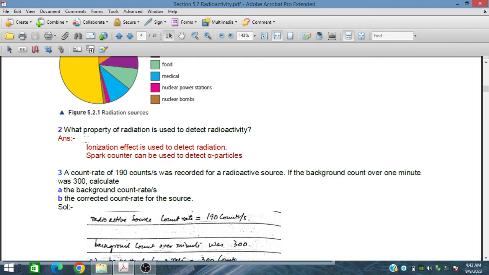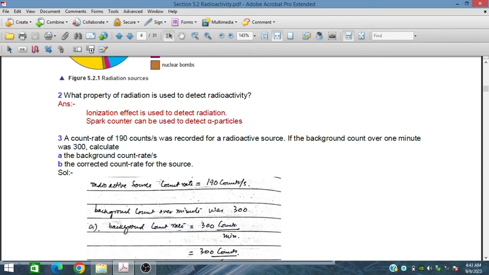What property of radiation is used to detect radioactivity? The ionization effect is used to detect radiation. A spark counter can be used to detect alpha particles or other particles. So the ionization effect is basically used for detecting radioactivity.